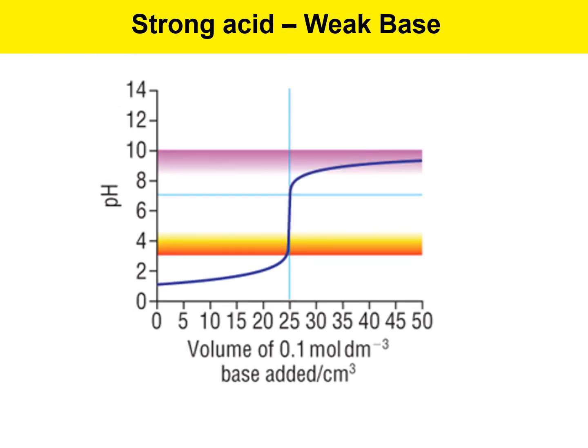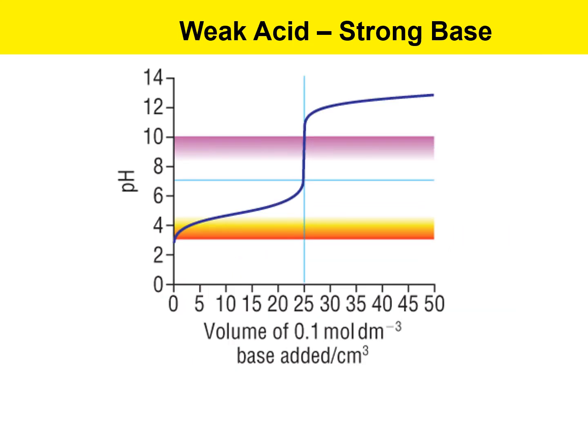If we look at our strong acid weak base titration curve, you can see that the curve finishes at about pH 9. The vertical region of the curve is pH 3 to pH 8, and this is where methyl orange has its colour change, so it would be a suitable indicator for this type of titration. The next type of titration curve is a weak acid strong base. Here the vertical region is in pH 6 to 10, where phenolphthalein is a suitable indicator.